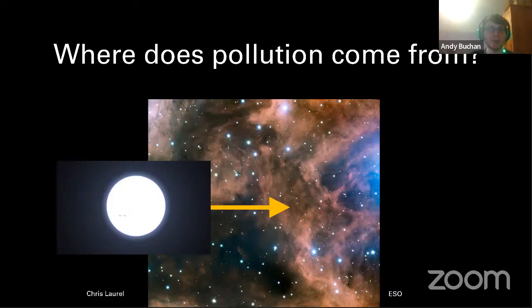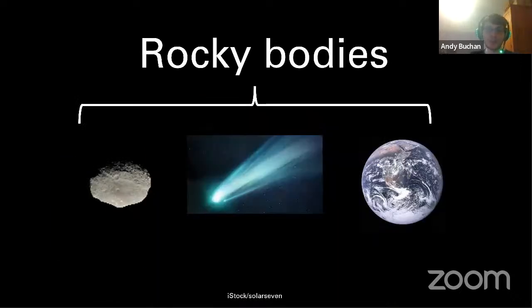There's also some problems in the exact abundances, which don't quite make sense. So the current consensus is that white dwarf pollution is caused when asteroids or comets or planets, which I'm going to collectively refer to as rocky bodies, get too close to a white dwarf and fall in. So let's talk a bit about how that works.